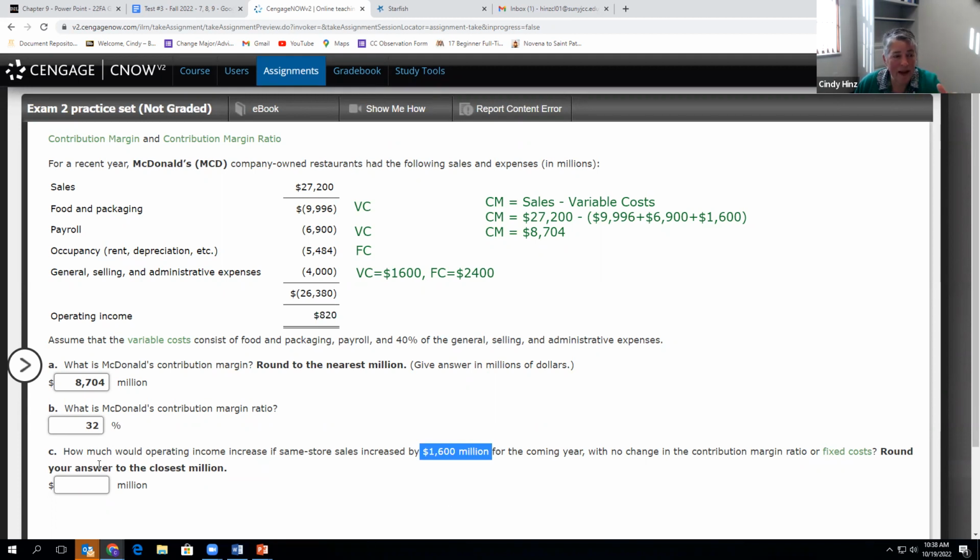If they increase by that amount and we get to keep 32% of that, what is 32% of 1,600? 1,600 times 32% is 512 million. How did I find that? I took the sales multiplied by the contribution margin ratio. That tells us how much more contribution margin they would have if their sales increased by that amount.